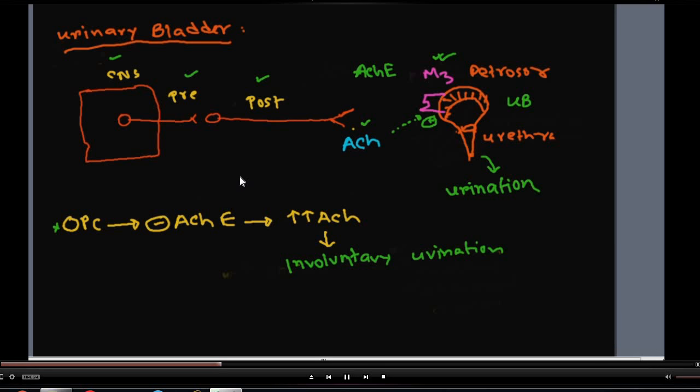So what happens if a person is exposed to OPC? If a person is exposed to OPC, the acetylcholinesterase enzyme in the urinary bladder is inhibited. So acetylcholine cannot be metabolized in the urinary bladder, and acetylcholine concentration in the urinary bladder goes high. And when it goes high, this acetylcholine leads to excessive stimulation of the detrusor muscle, and excessive stimulation of the detrusor muscle leads to involuntary urination, right? So OPC poisoning leads to involuntary urination.